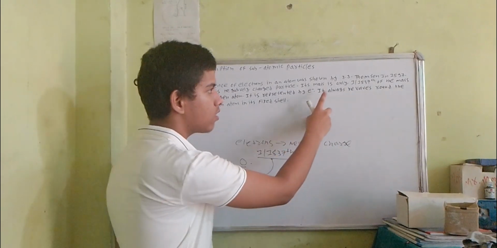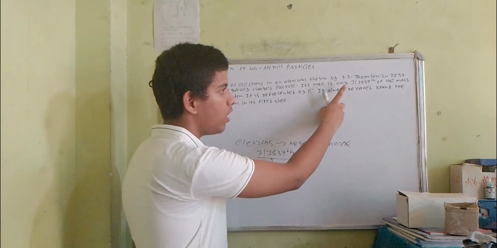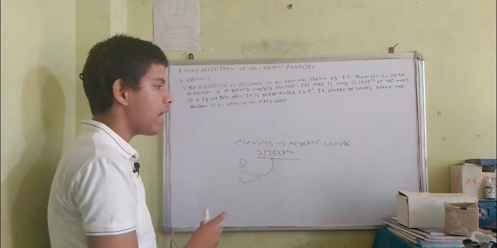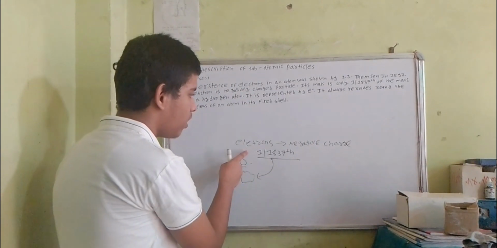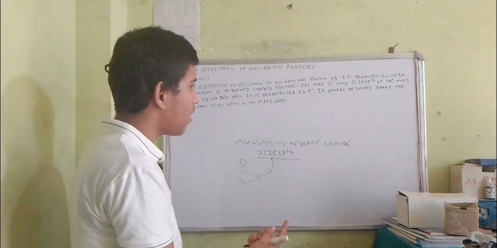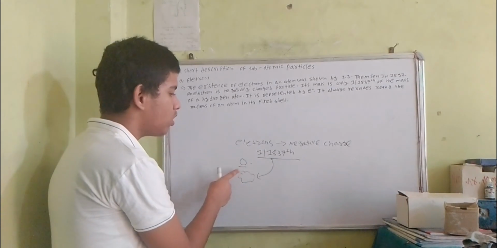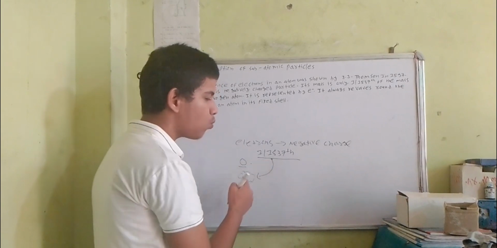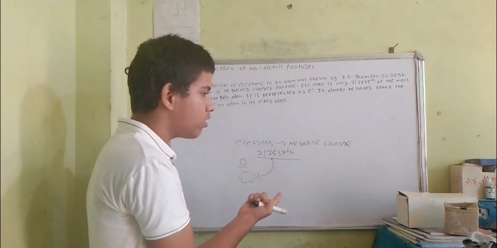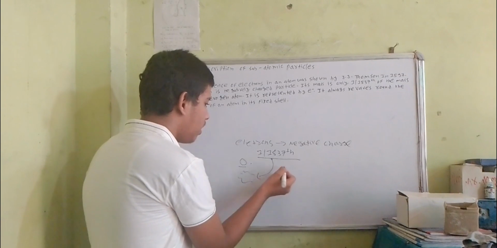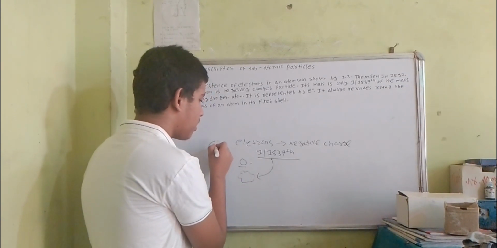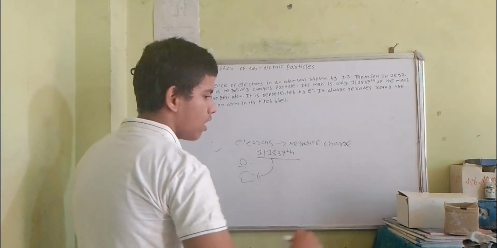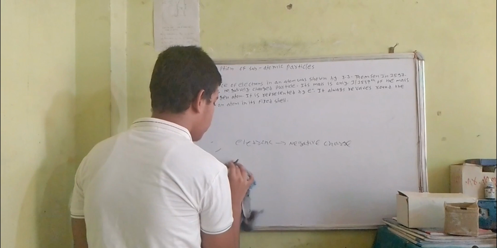Its mass is only 1/1837th of the mass of a hydrogen atom, right? The mass of the electron is only 1/1837th of the mass of a hydrogen atom. So you can imagine it is even smaller than a hydrogen atom, because electrons are in the atom, so it will be smaller than an atom, right?